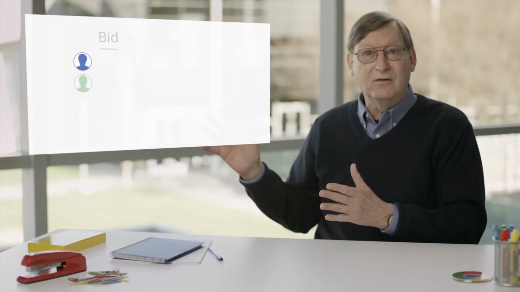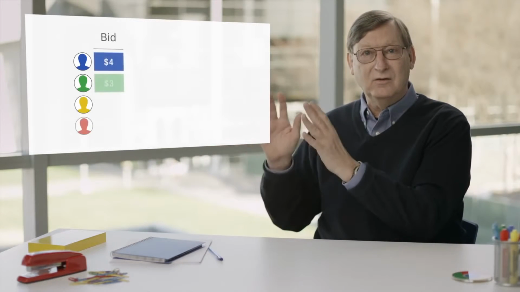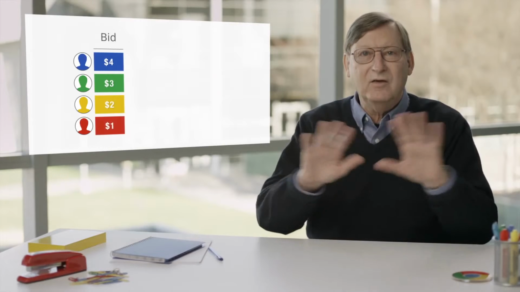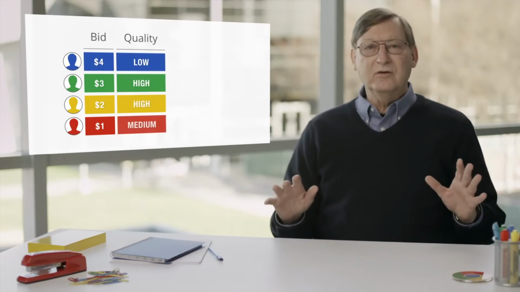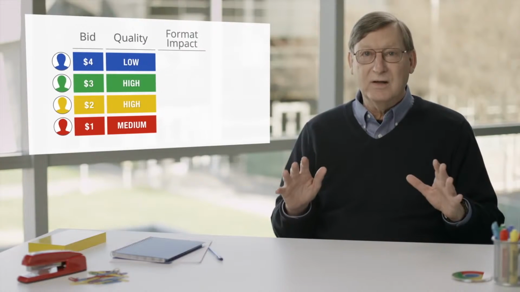Let's go back to our 4 sample ad buyers and see how their ad rank compares. Here are 4 advertisers. They're bidding $4, $3, $2, and $1. Their ads had different quality: low, high, high, and medium. They also imply different formats with varying impact.